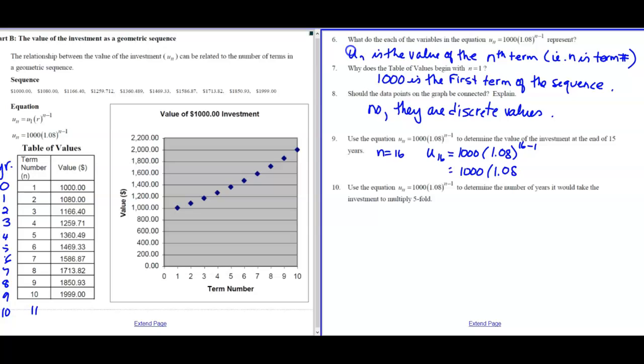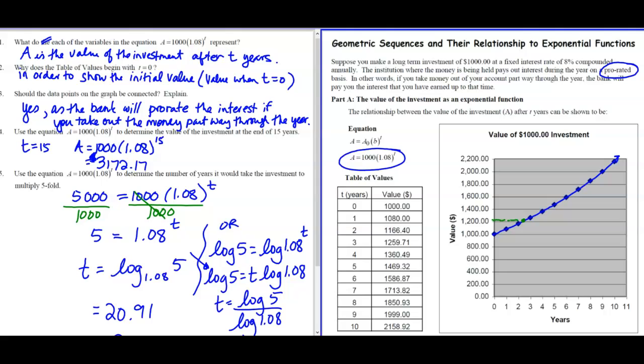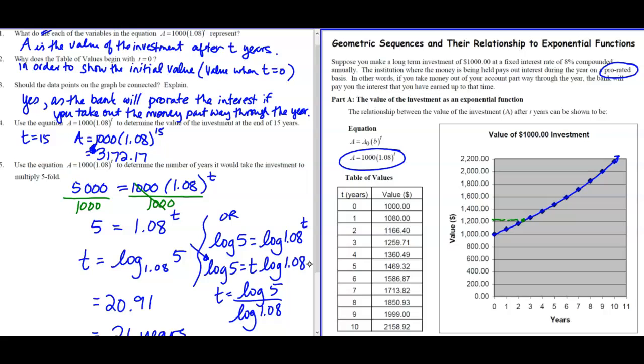So you'll notice then it gives you 1.08 to the 15, which is what you would have done in the original, or what you did do in question 4 on the left-hand side. Okay, but we were using a slightly different equation here. So what did we get that to be? 3,172.